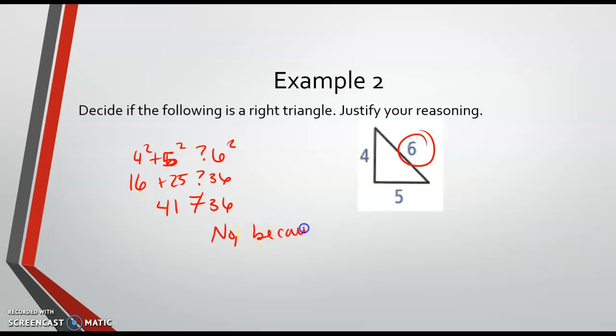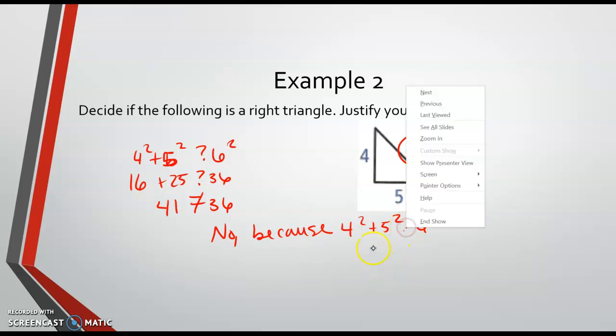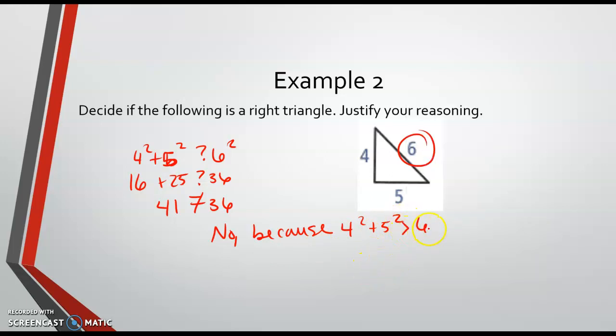Because 4 squared plus 5 squared did not equal, or is greater than, is what I have written here, which is more specific. 4 squared plus 5 squared is greater than 6 squared. Simple as that. Okay? So, again, I can't just look at the picture and say, oh, but the picture looks like a right triangle. They're going to make them look like right triangles. You need to actually fill in the sides and double check.